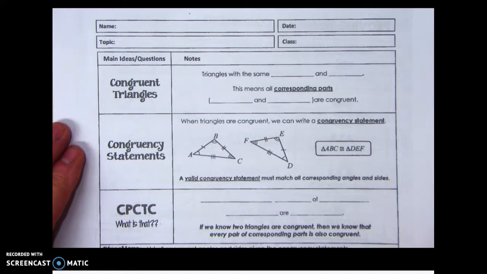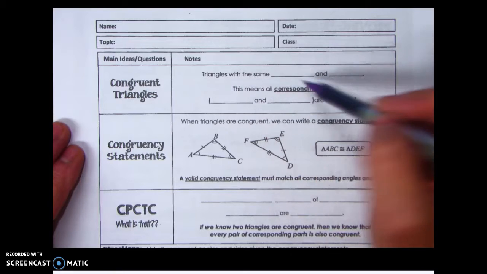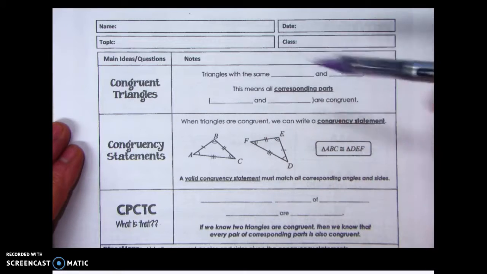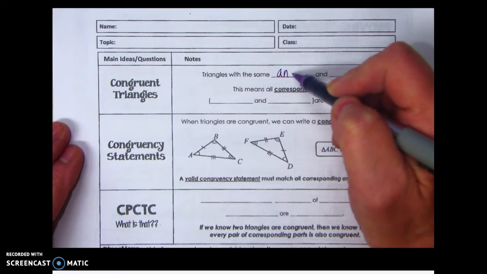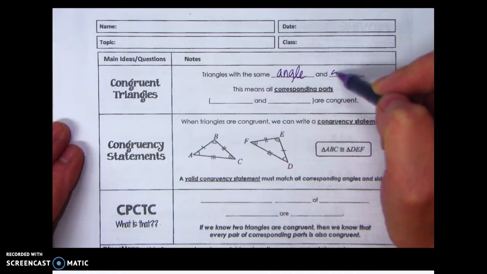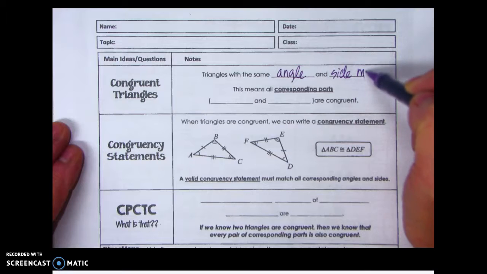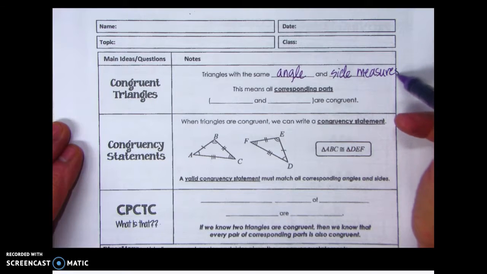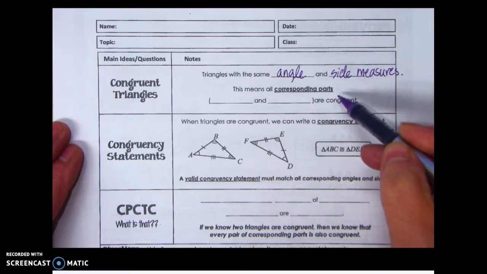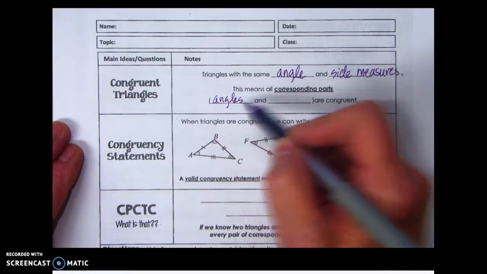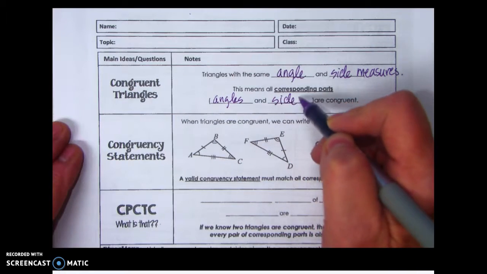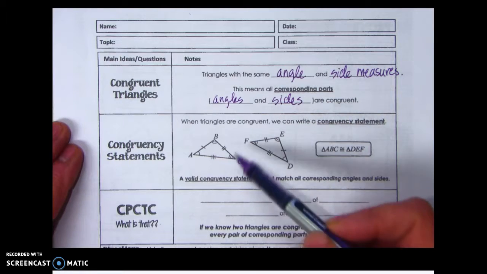Good afternoon. Okay, so what we're talking about here is a new unit on congruent triangles. When we say congruent triangles, we mean that they are triangles with the same angle and side measures. That means that all the corresponding parts, angles and sides, are congruent. So what do we mean by that?